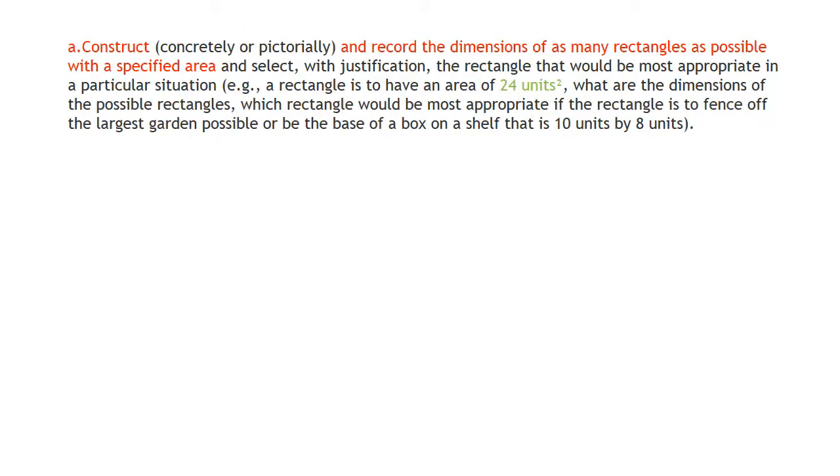This next one, this is kind of fun. It's like a puzzle. You can construct and record the dimensions of as many rectangles as possible with a specified area. Okay, so we know that area equals length times width. That's a great W. All right, and they've told us in here, if you look up at the green part there, the area has to be 24. Well, what are all the ways that we can make 24? What are all the factors that 24 has? And keep in mind, we're multiplying here. This is not adding, this is multiplying.